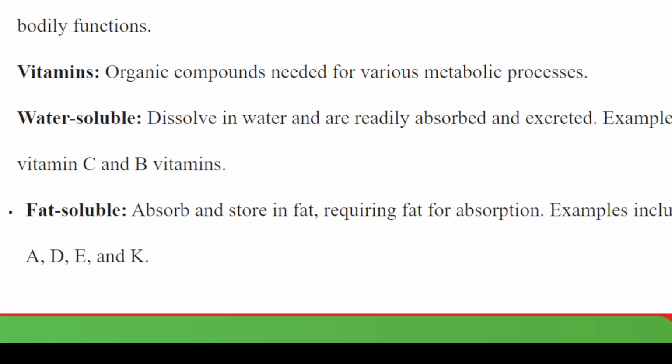So I have vitamins here, organic compounds. Like I said, organic compounds have carbon in them, so all vitamins have carbon in their structure. They are organic compounds needed for various metabolic processes. Water-soluble vitamins are one of the types of vitamins, those that dissolve in water, and they are readily absorbed and excreted. You can easily absorb them and you can easily excrete them because they dissolve in the body fluids and water. Then the fat-soluble vitamins are absorbed and stored in fat, and they require fat for their absorption. Examples include vitamins A, D, E, K.